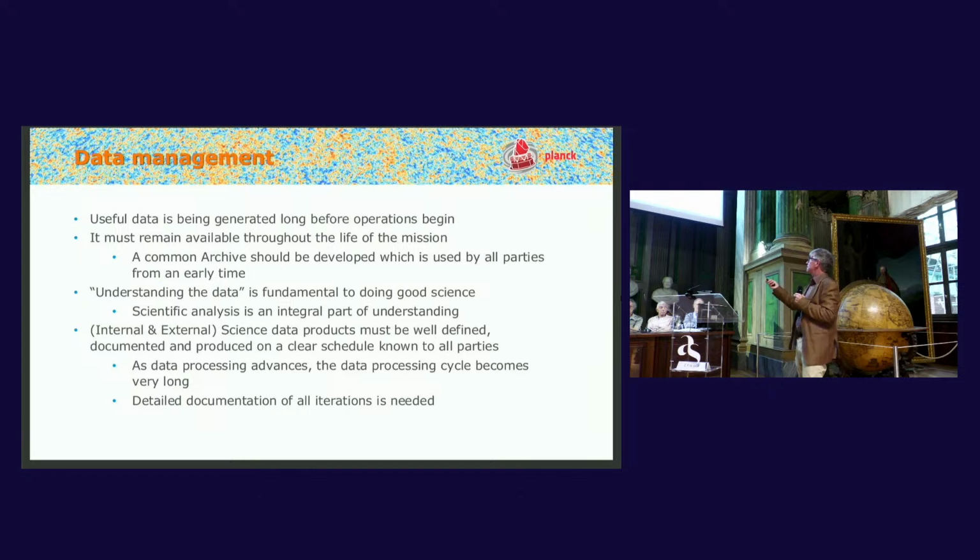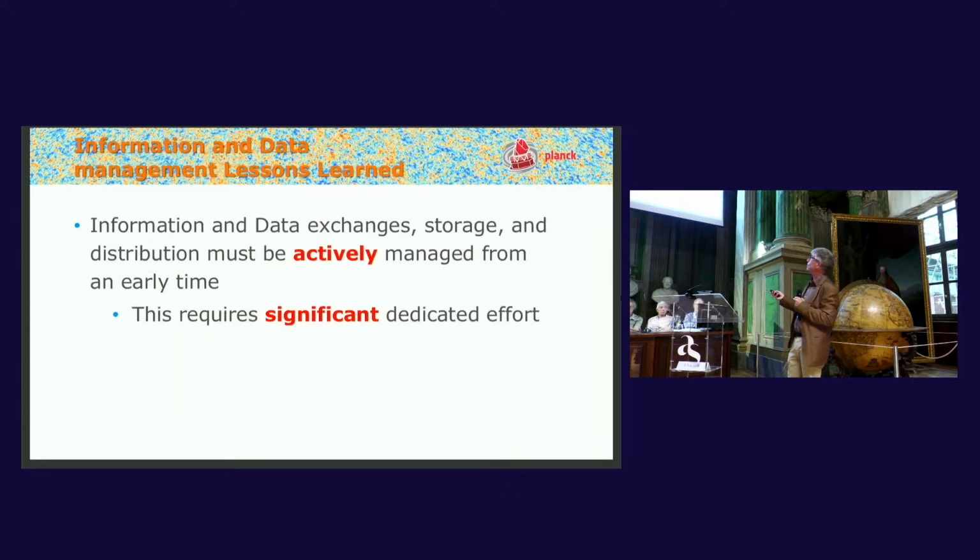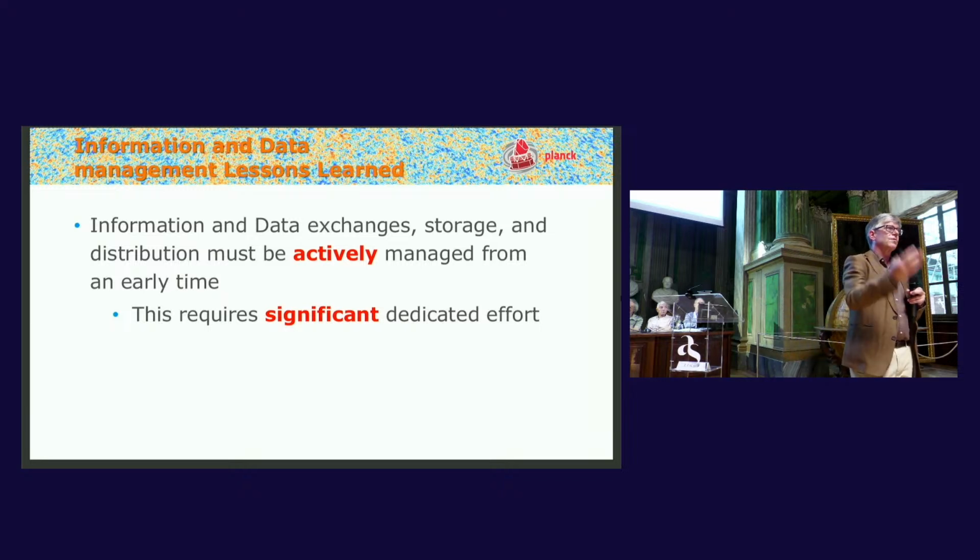And then there's this thing about detailed documentation and so on, that you really have to spend time on documenting the data products. So, information and data exchange, storage and distribution must be actively managed from an early time, and this requires significant dedicated effort. I think it's something that as scientists we often lose sight of, and in our collaborations we give this very low priority. But it requires high priority, okay? It really is important.